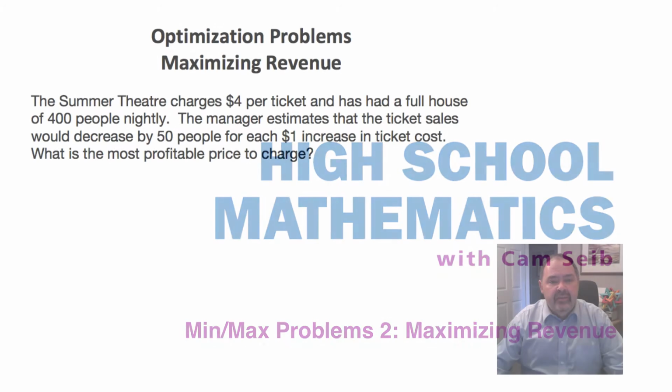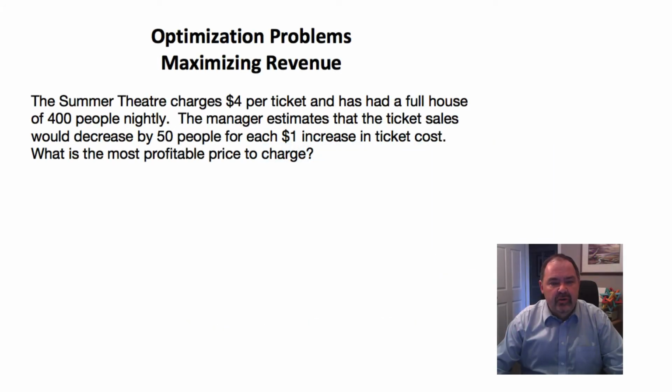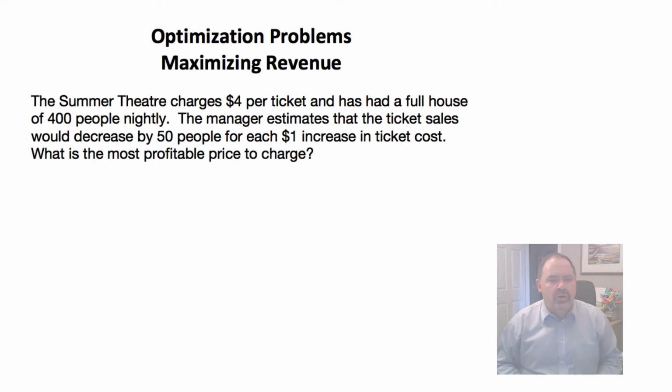Another important application of optimization problems, or minimum maximum problems as we like to call them, is in the realm of business, where we're generally trying to minimize our costs so that we can maximize our profit or revenue. So here's a simple example of how something like that would work.